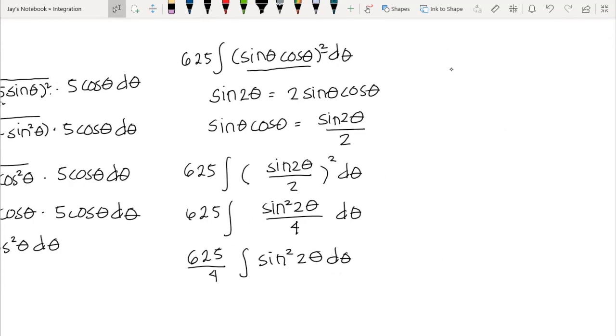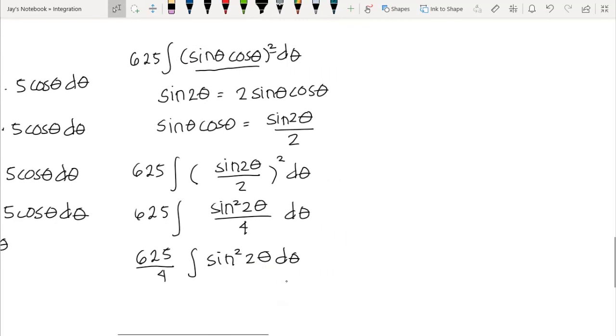Now, we have sine squared 2 theta d theta here. Again, we still don't have a trigonometric rule or integration rule for this one. However, we can simplify it further by a trigonometric identity. Now, what would be the trigonometric identity that we could substitute in this form? Now, we know that if we have sine squared theta, this would give us 1 minus cosine 2 theta over 2. This is again a trigonometric identity.